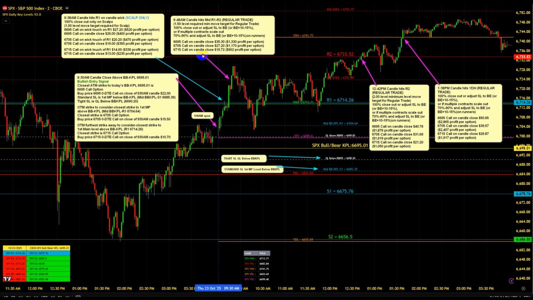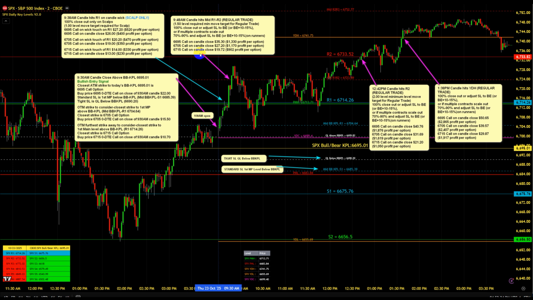Okay, so in this case, the 66.95 call on the candle close here was 35.30. So that's $1,330 profit per option. The 67.05 on the candle close here is 27.20. That's $1,170 profit per option. The furthest out of the money, 67.15 on the candle close, is $19.72. So that's a $902 profit per option.